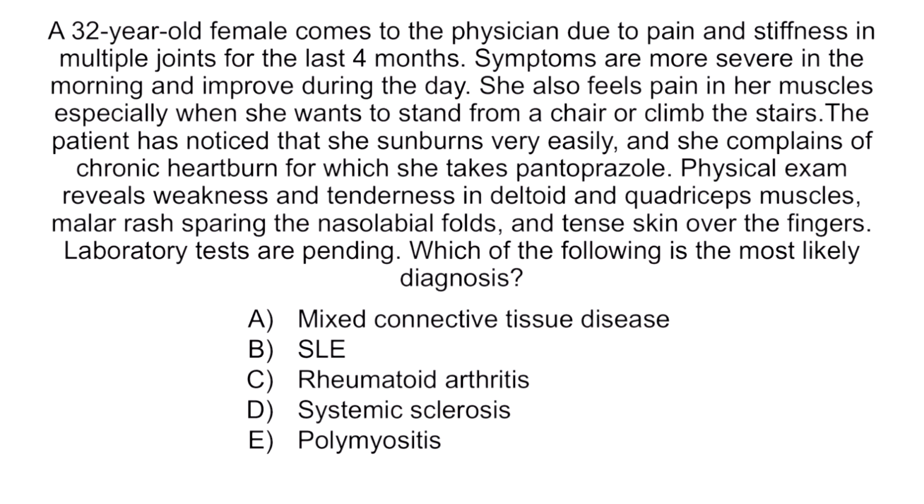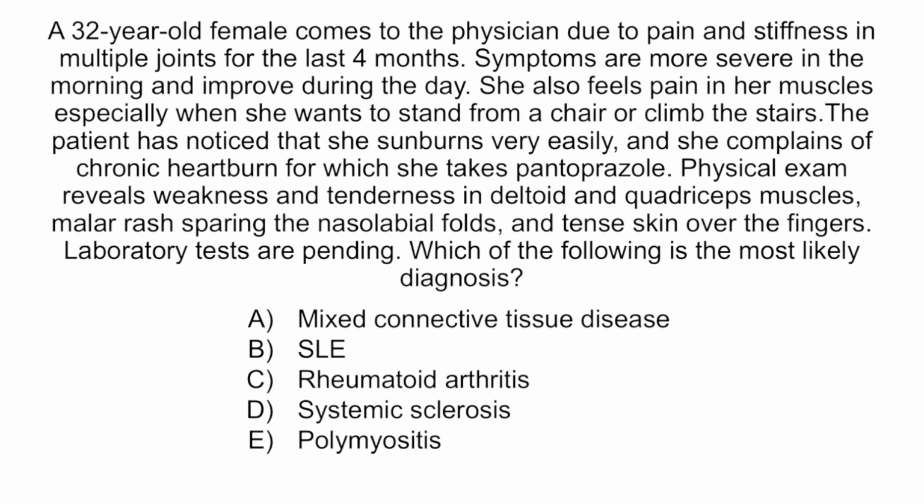A 32-year-old female comes to the physician due to pain and stiffness in her multiple joints for the last 4 months. Symptoms are more severe in the morning and improve during the day. She also feels pain in her muscles, especially when she wants to stand from a chair or climb the stairs. The patient has noticed that she sunburns very easily, and she complains of chronic heartburn for which she takes pantoprazole. Physical exam reveals weakness and tenderness in deltoid and quadriceps muscles, malar rash sparing the nasolabial folds, and tense skin over the fingers. Laboratory tests are pending.